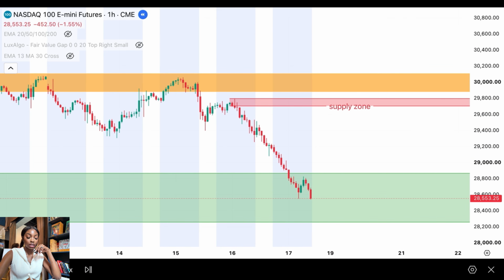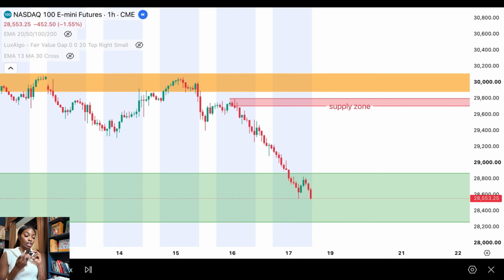Either bounce and respect this supply, or it could bounce and go up and disrespect the supply and validate that resistance, whatever the case may be. You never really know until price action shows you what it wants to do. So that's kind of what we're waiting for, but I am aware that we are in the area of interest for buyers.